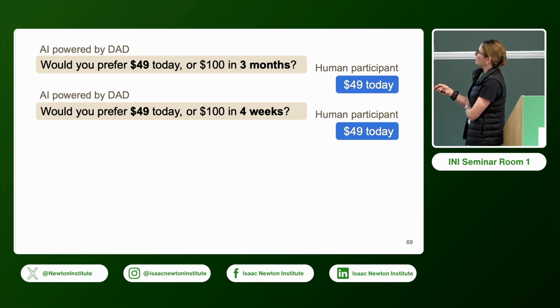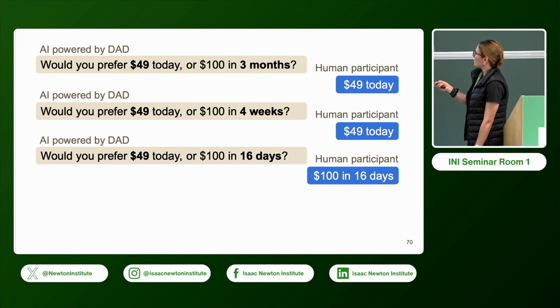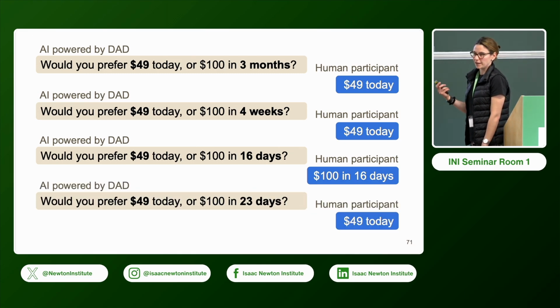You start with $49 today versus $100 in 3 months. The human participant prefers the money now. Then the network adapts and reduces the delay by, I guess, a third, from 3 months to 1 month. The human participant still prefers the money now. Then that gets adapted again and the reward is offered even sooner. And then you can continue to do that and really tailor your questions to the participant that you are engaging with.